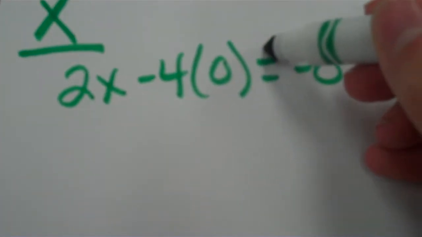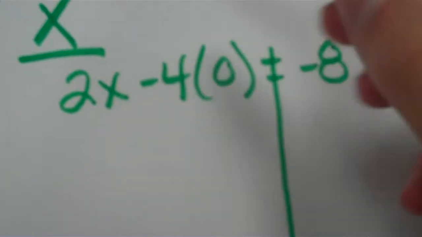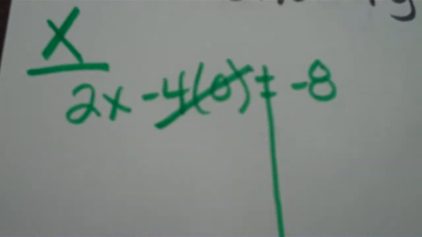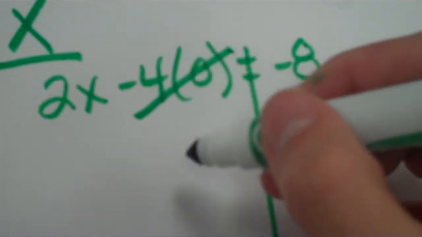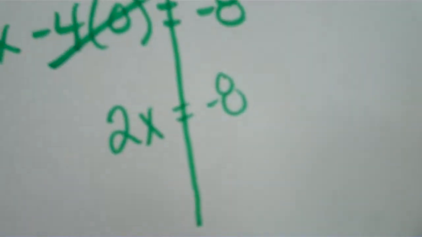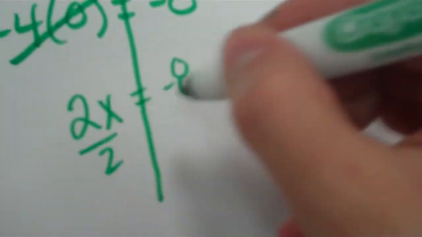Okay? And then we draw our line. Well, first of all, negative 4 times 0 is just 0. It goes away. And that's going to happen every single time. So we're left with 2x equals negative 8, because these went away because of the 0. And then you just solve. So you divide by 2.